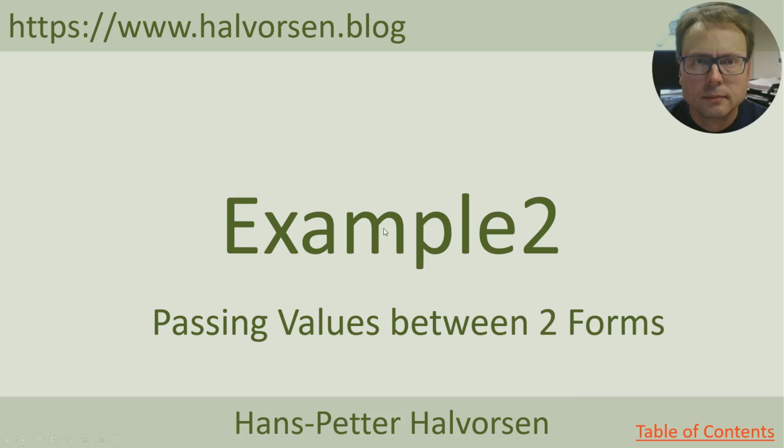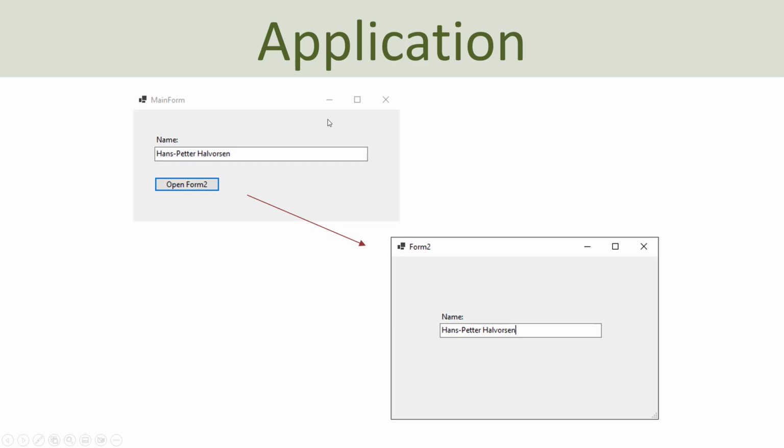In the next example, I want to show how you can pass values between two different forms. So let's assume this basic example. You have this main form and you have a text box or whatever, and then when you enter something in this text box and open a new form, when you click a button, you want to pass this value in this text box into a new text box in this new form. So let's see how we can create this basic example.